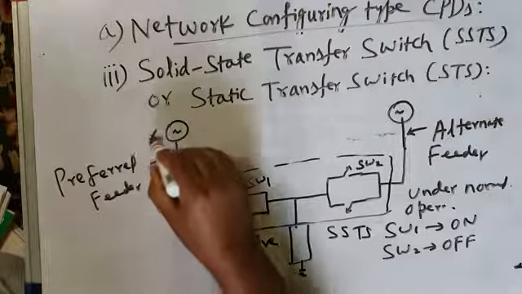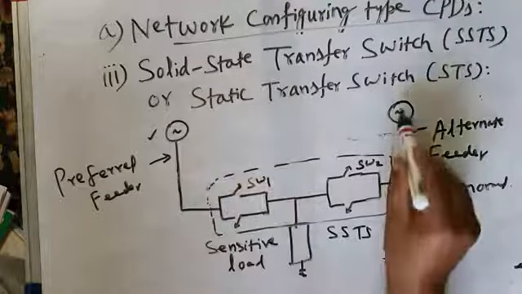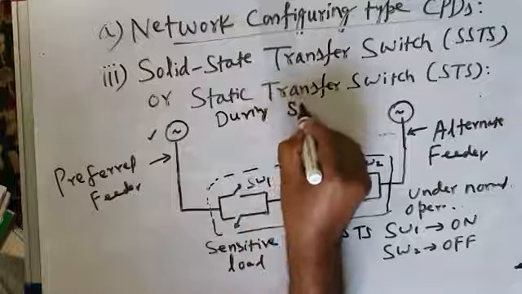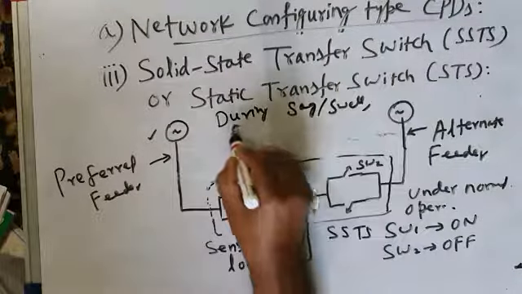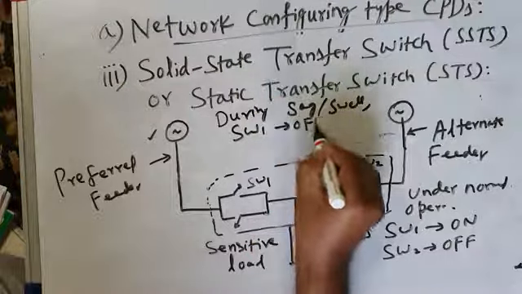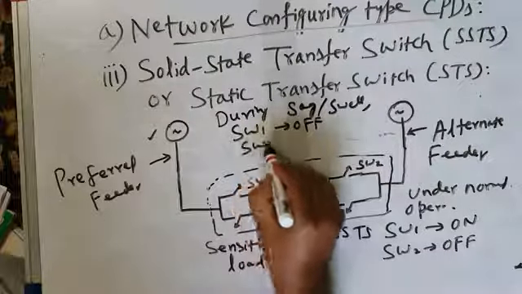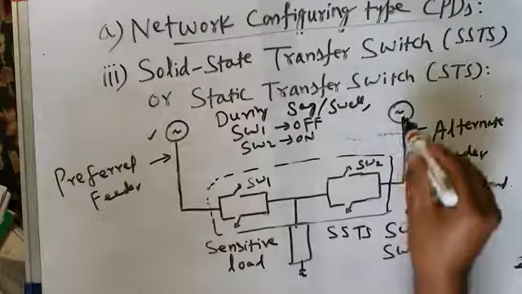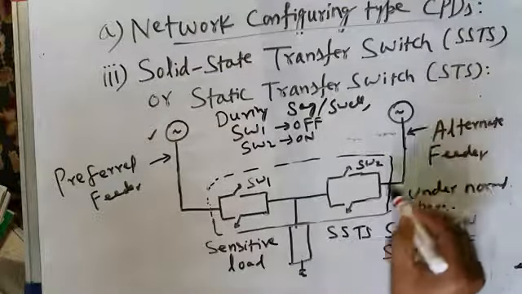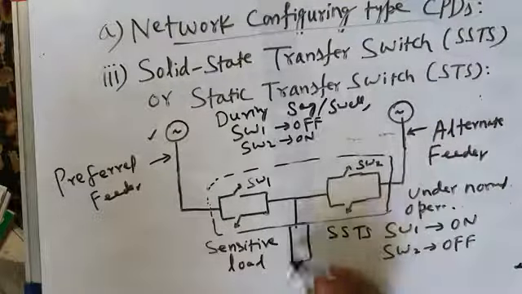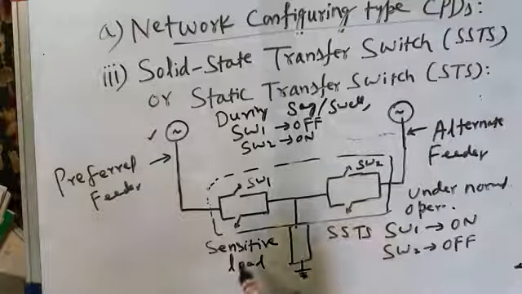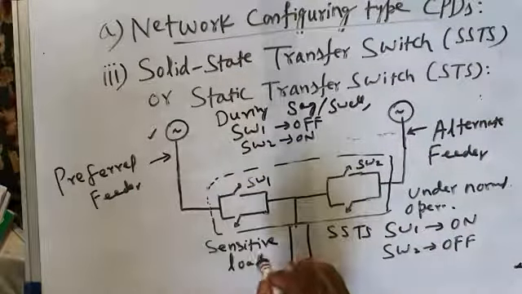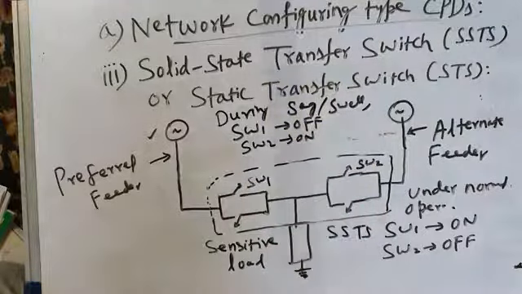There may be voltage sag on the preferred feeder or voltage swell on the preferred feeder. As soon as there is a voltage sag or voltage swell, during sag or during swell, SW1 turns off and SW2 turns on, but first SW2 turns on, after that SW1 turns off, so that power to the load is supplied from this alternate feeder, which has no sag or swell, and therefore this sensitive load does not suffer from it. It may be an industrial process, manufacturing process, so it is then protected, prevented from voltage sag or voltage swell.